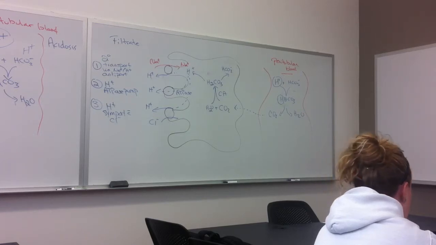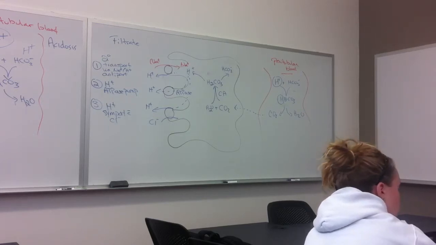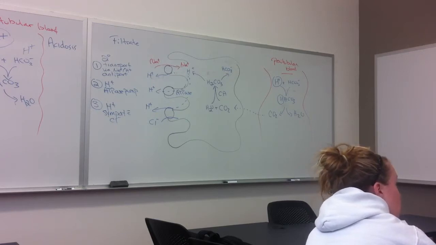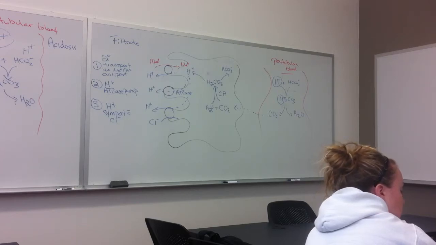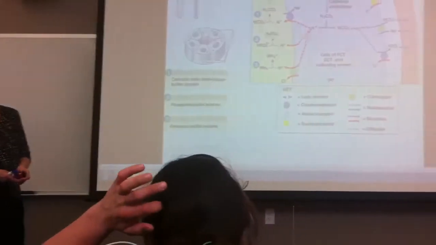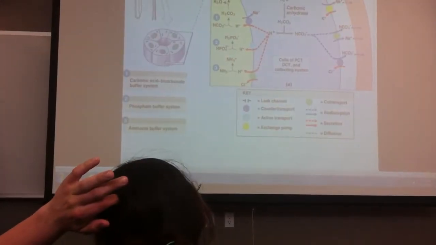So the hydrogen can bind to ammonia, which is one of our byproducts of urea and amino acid breakdown, to form the ammonium ion. And here, even though it's not within a cell, we see the importance of the phosphate buffer. So those are the two most important buffers of the filtrate.